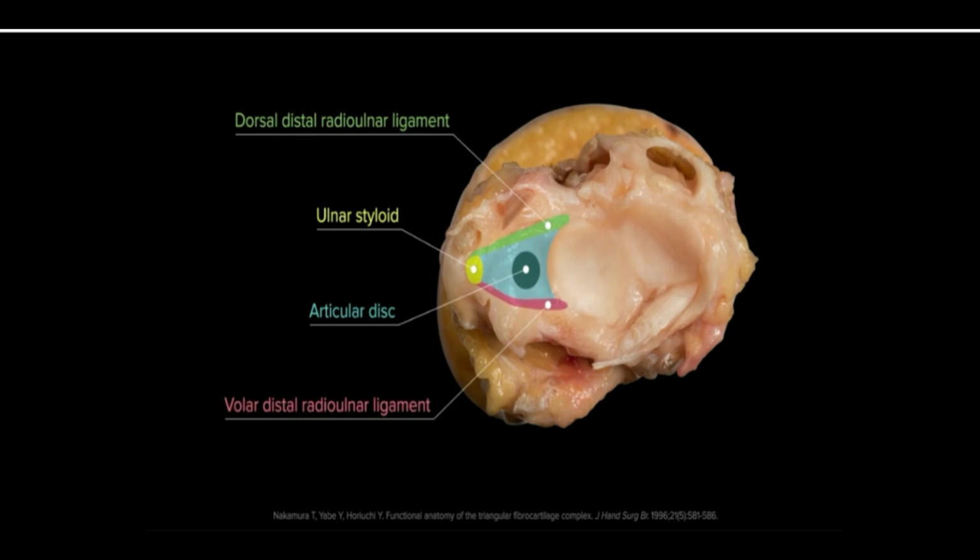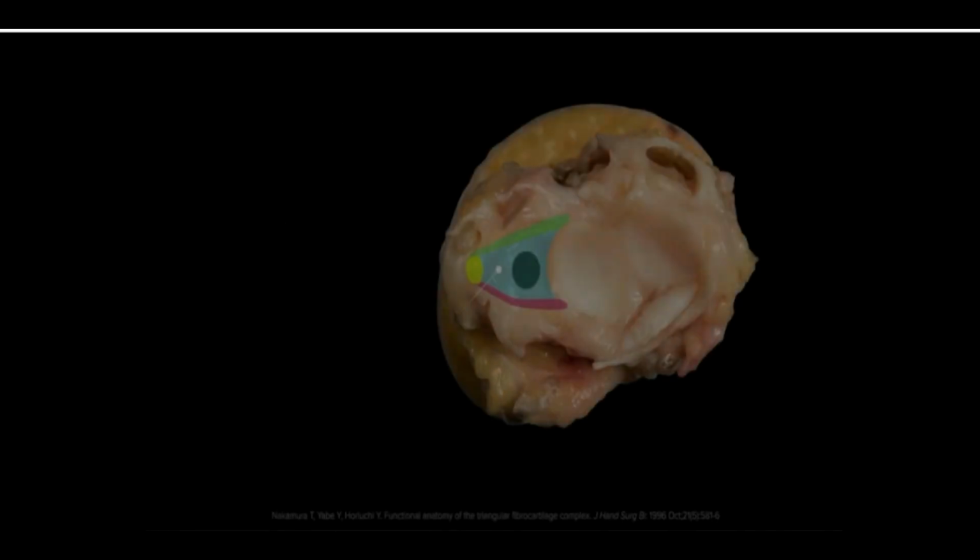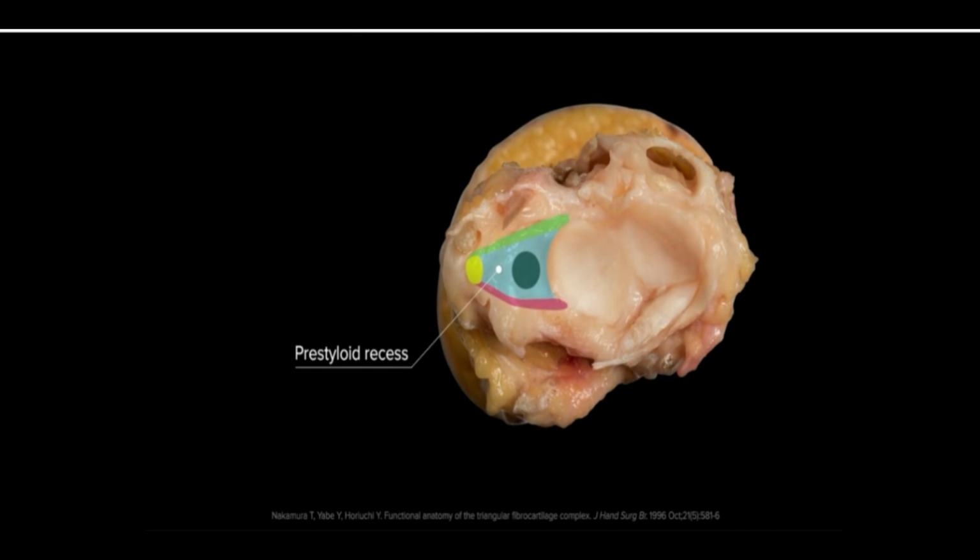These ligaments are responsible for keeping stability and hold the distal radius and ulna together to form the DRUJ, or distal radioulnar joint. The distal radioulnar joint is shown here. Some additional structures are the prestyloid recess of the TFCC, the capsule outside the TFCC, and the ECU tendon running in the ulnar groove dorsal to the ulnar styloid.